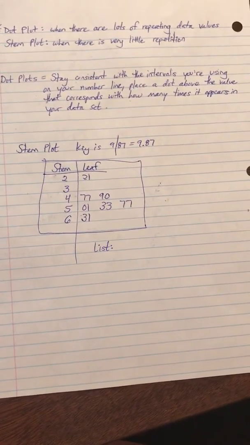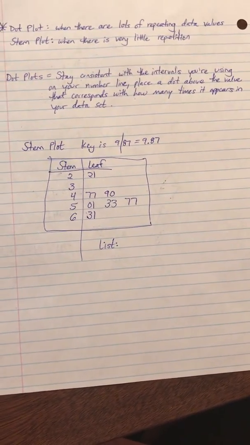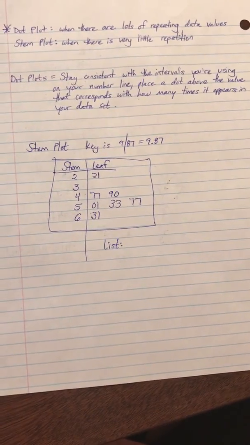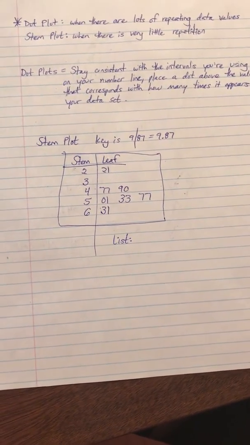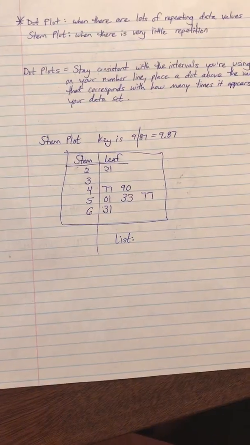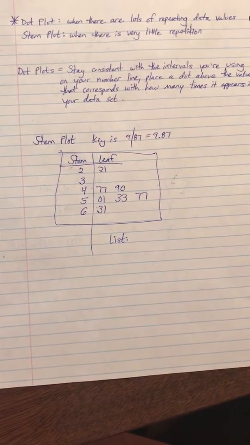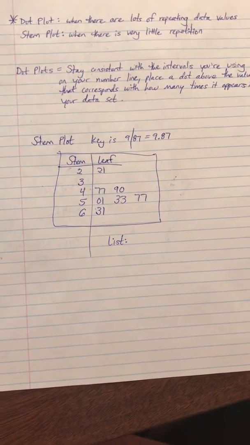The other thing it says is place a dot above the value that corresponds with how many times it appears in your data set. So if you see the number 7 3 times in your data set, you should have 3 dots above the number 7 on your dot plot.